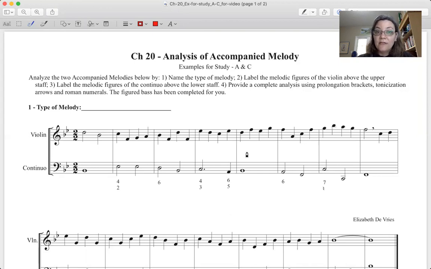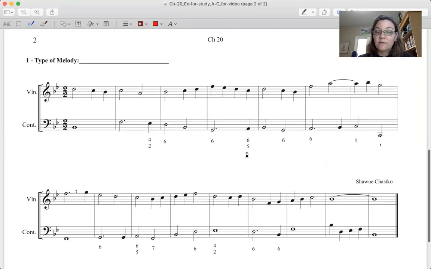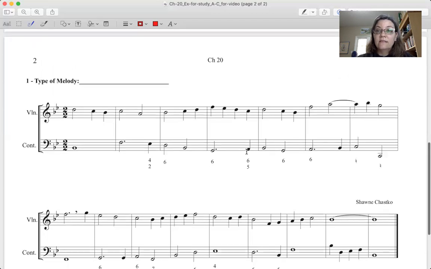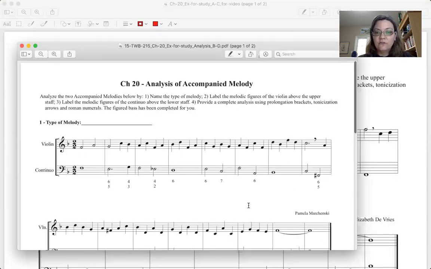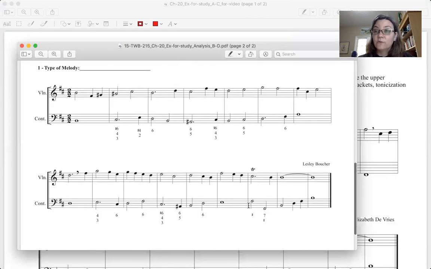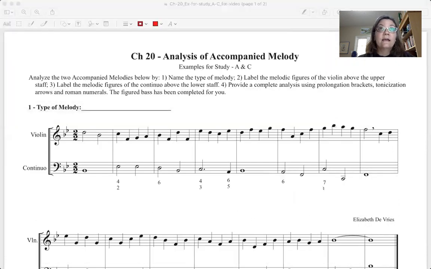There are 2 pages. The first page looks like this. The second page like that. Same with when you do your assignment to hand in. This is the assignment to hand in. First page looks like that, and there is a second page. I'm going to expect both pages to be analyzed and handed in.